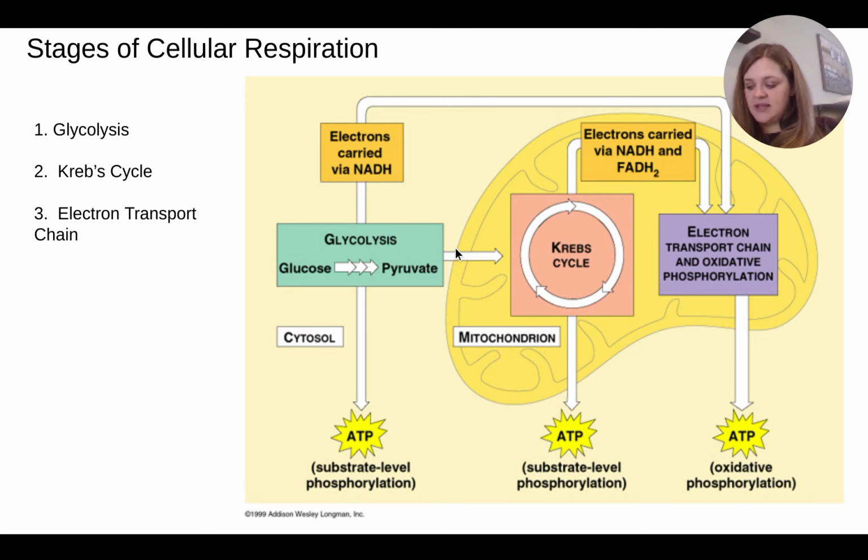And then this next step goes into the Krebs cycle. The Krebs cycle takes that pyruvate, swishes it around. We get some electrons that are carried again. This time we have another friend. His name's FAD, FADH2, and he also carries some electrons over into this electron transport chain. We get some ATP from this step, and then we go over to the ETC.